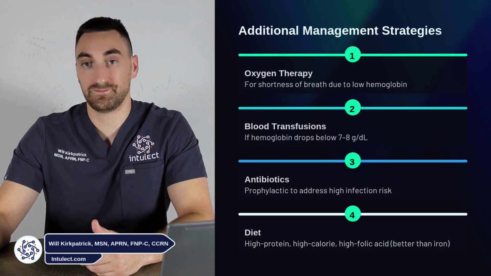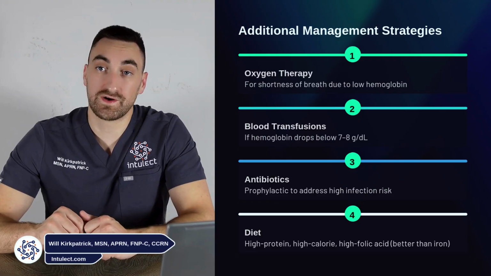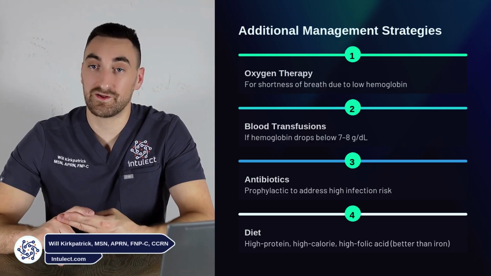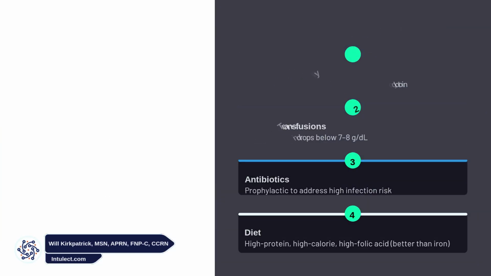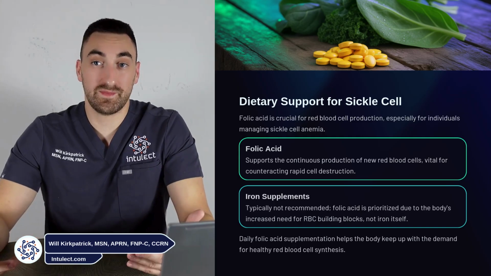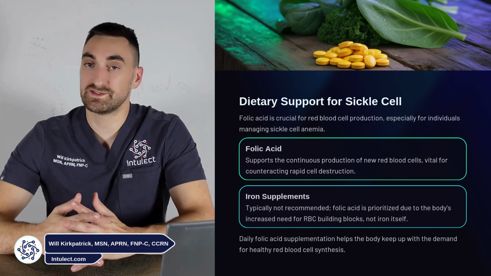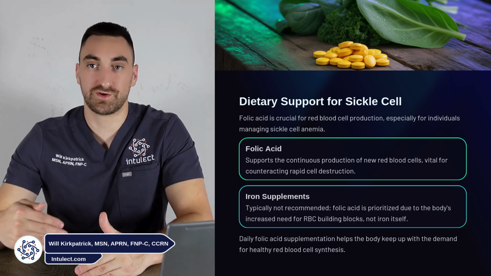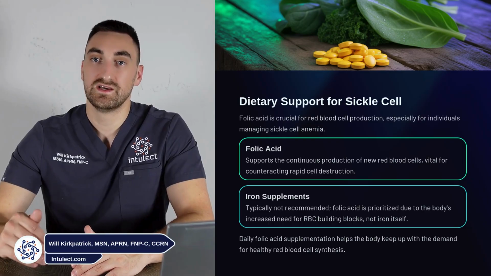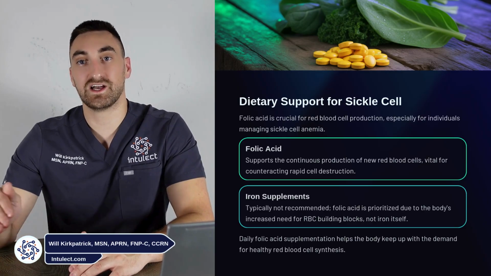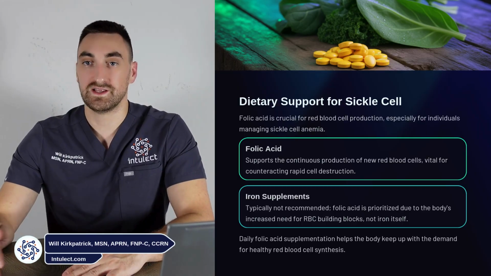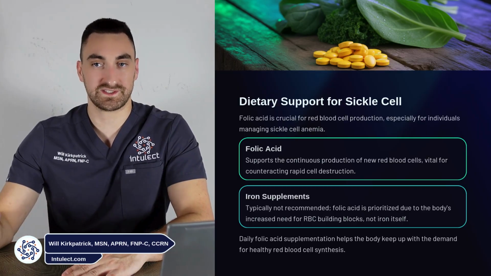Now, as for diet, we're going to encourage high protein, high calorie, and high folic acid diet. Now, folic acid could be supplemented as well, especially at home. So they might have a folic acid supplement. That is because it helps keep that production of the red blood cells. Now, in this case, iron is not as helpful for sickle cell anemia. Instead, folic acid is better for this type of anemia.